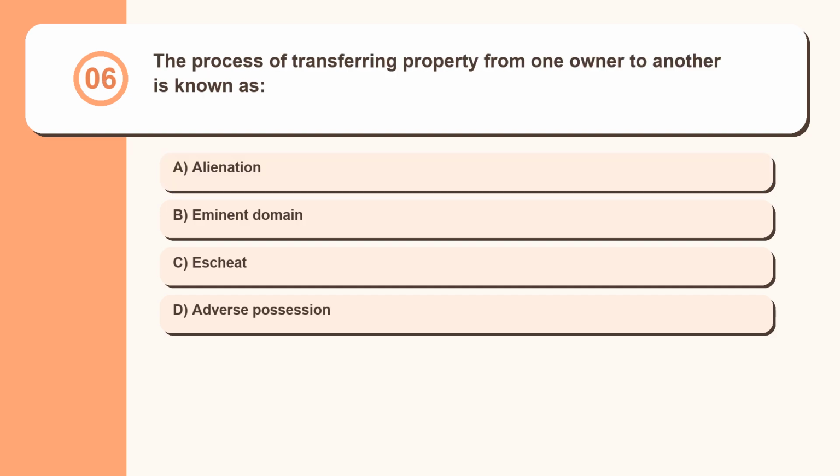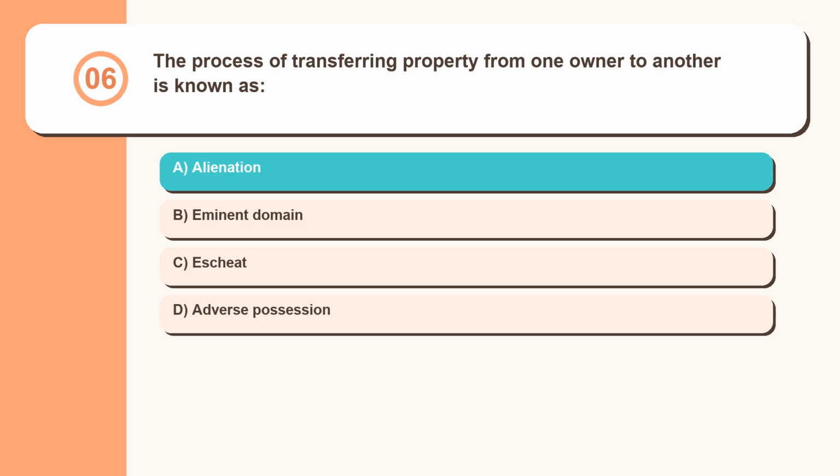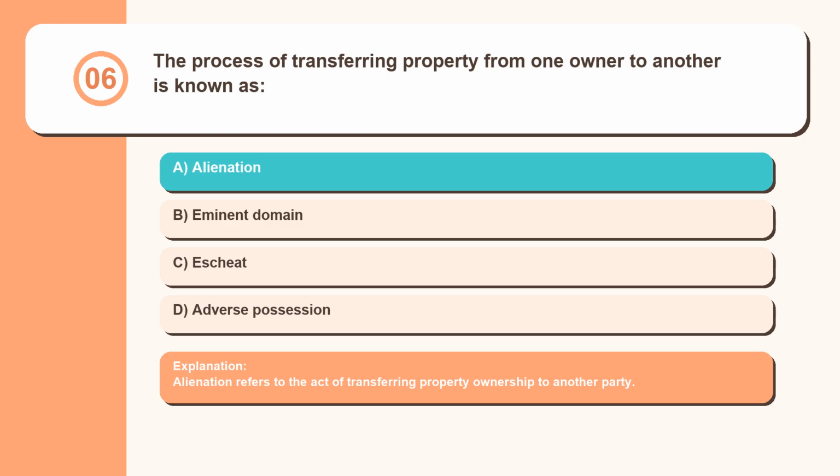Question 6. The process of transferring property from one owner to another is known as alienation, eminent domain, escheat, adverse possession. Alienation refers to the act of transferring property ownership to another party.